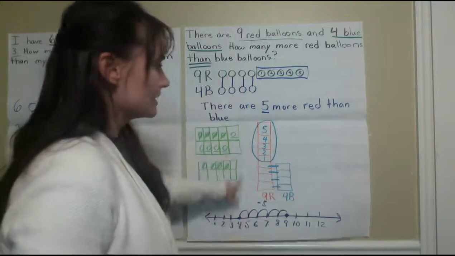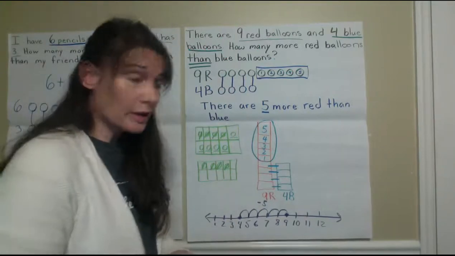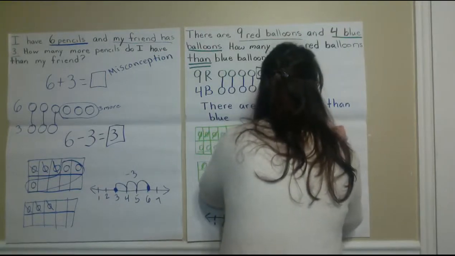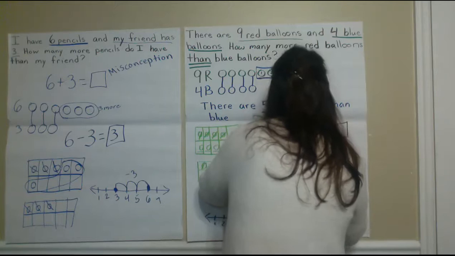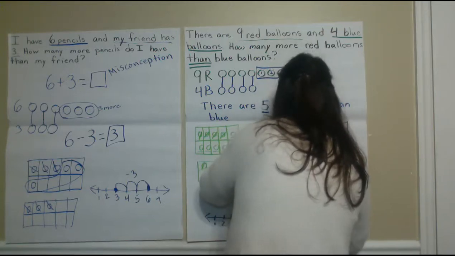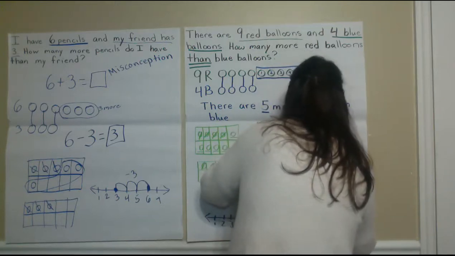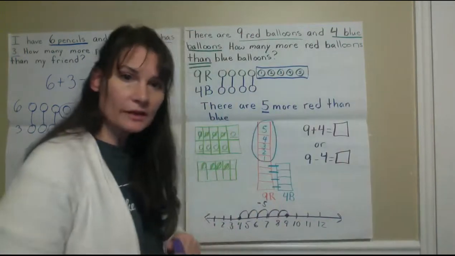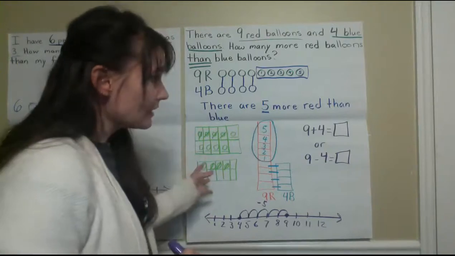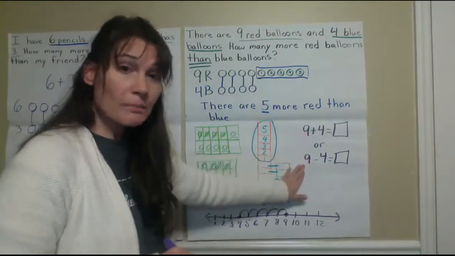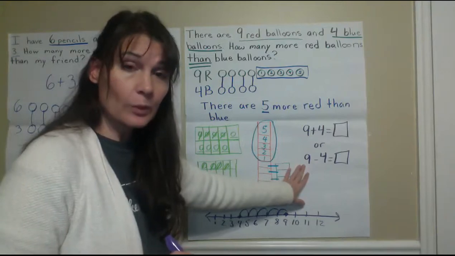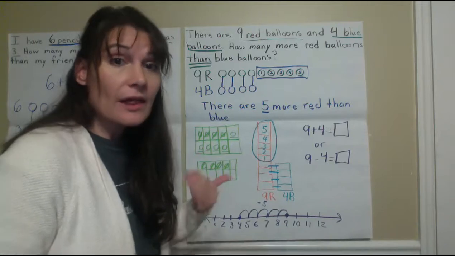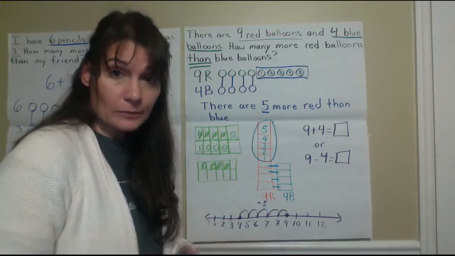So thinking about what we did, would our equation be 9 plus 4 equals blank, or 9 minus 4 equals blank? Which equation would match our thinking here? Did we add 4 more, or did we minus 4? Which one would give me how many more I had that were red than blue?